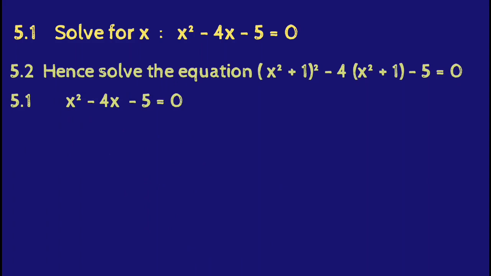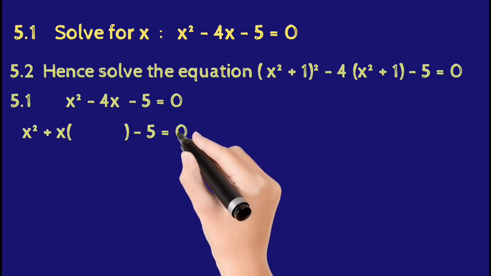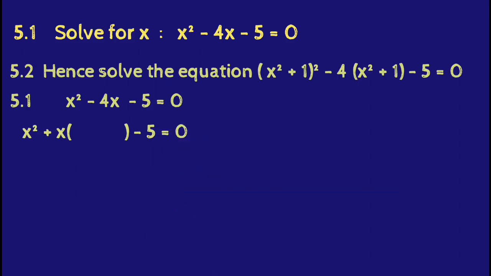At this stage, guys, you can immediately open two brackets and factorize. But let's just continue doing the long method again so that you drill it in. We're looking for two factors of 5 that give us a difference or a sum of 4. Those two factors are 5 and 1.